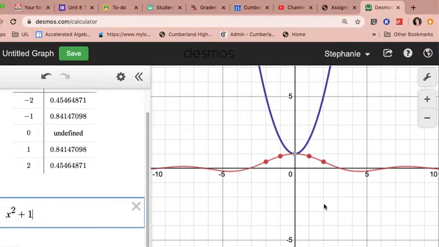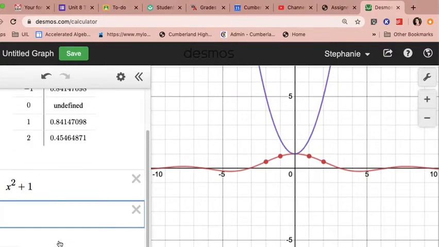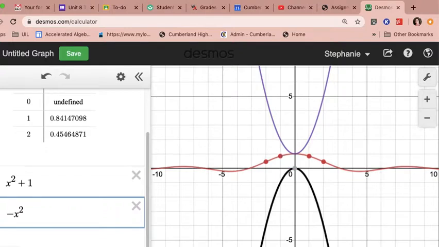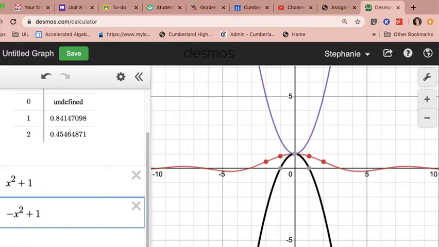And I want to squeeze that between another graph. So I'm going to do the other one as negative x squared. I want it to be closer. We're squeezing it. Plus 1. Is the graph of sine x over x sandwiched between these two parabolas? It is.